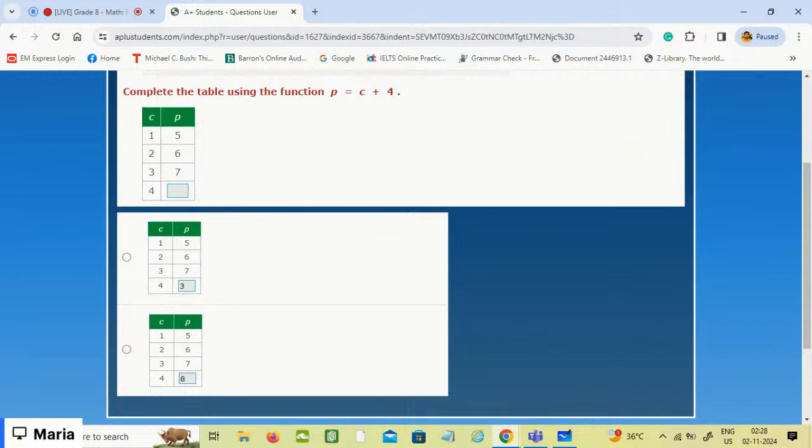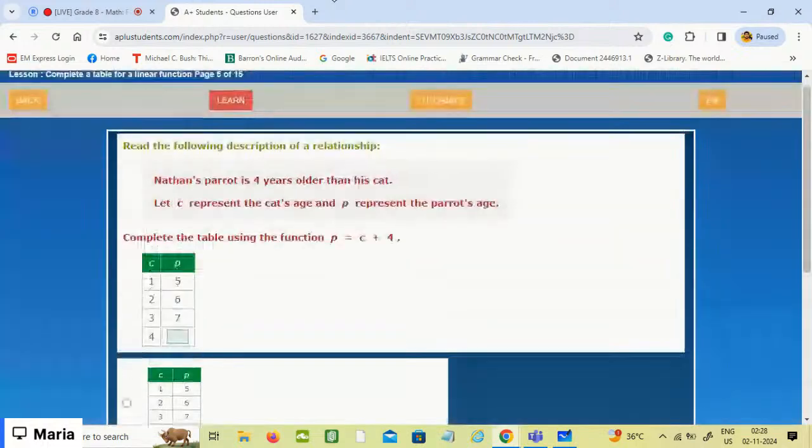The correct option is option number 2. Option number 2 is the correct option. Got it?